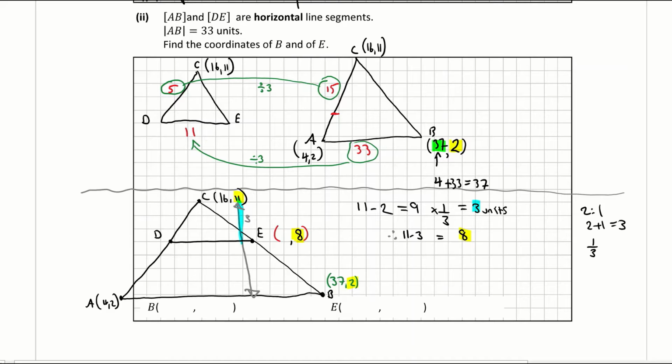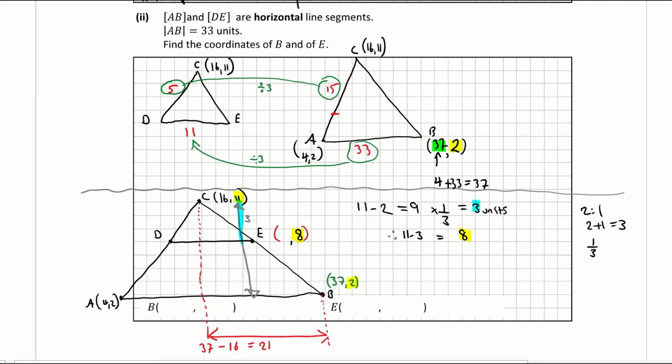Now I need to find the x, and I'm going to tackle it with the same approach. If we look on the horizontal axis, I'm going from C, so let's draw a line down, all the way to B. There are two distances that I know. What's the distance going to be? Well, actually, let's go the other way. 37 subtract the 16 gives me 21. So the distance from C to B on the horizontal is 21 units.